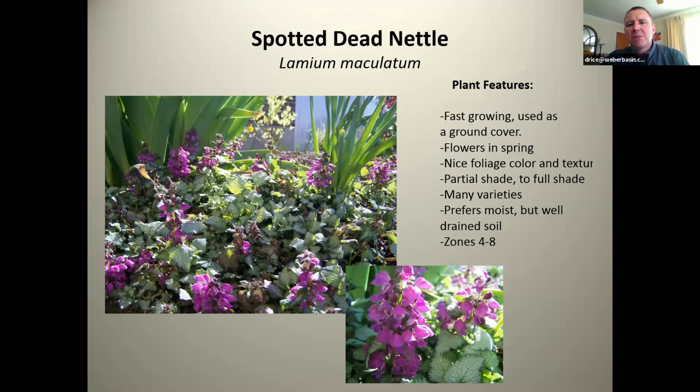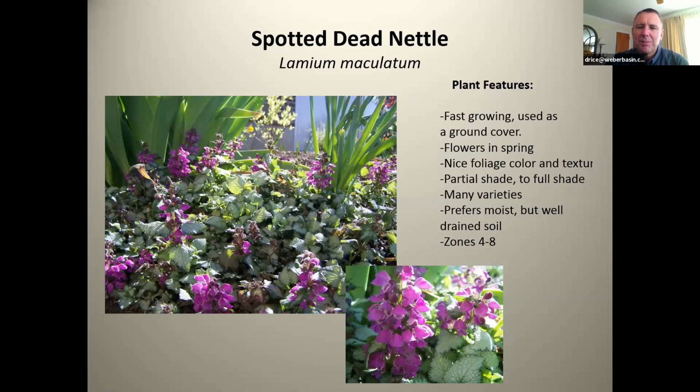So moving on some more, spotted dead nettle. Now that sounds like a weed, if you know the dead nettles and the stinging nettles, but this is not at all a weed. It's in the family of Lamium. This is a great fast growing ground cover. It's 4 to 6 inches tall, spreads very nicely, but not aggressively to fill in areas.